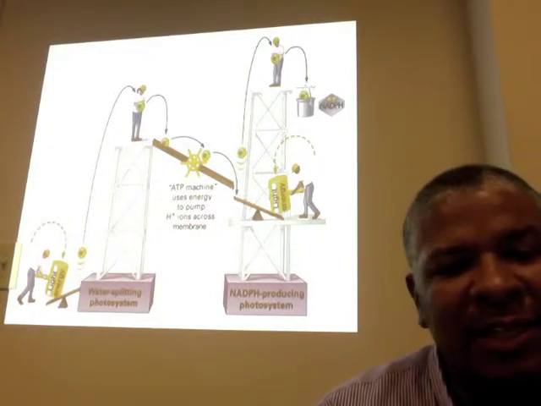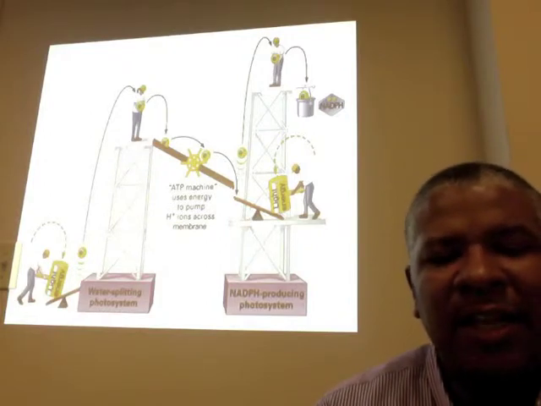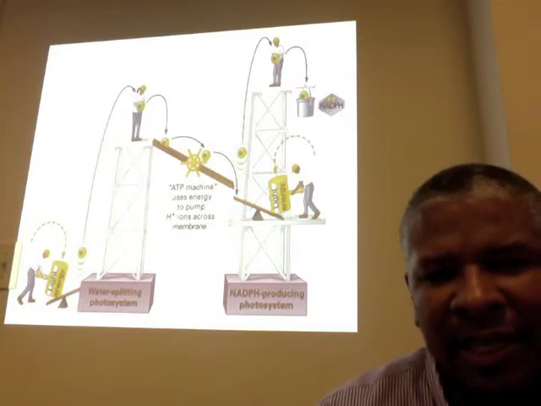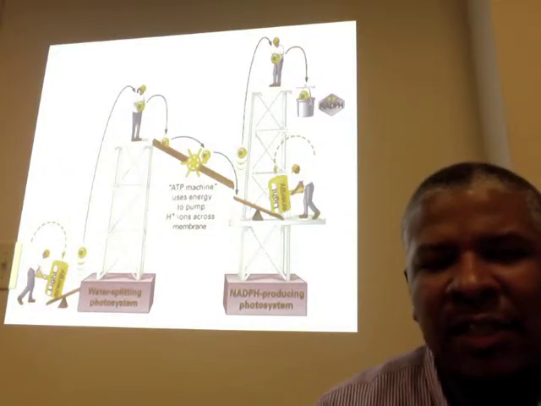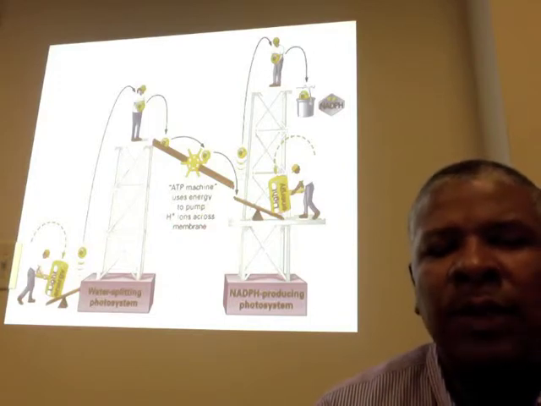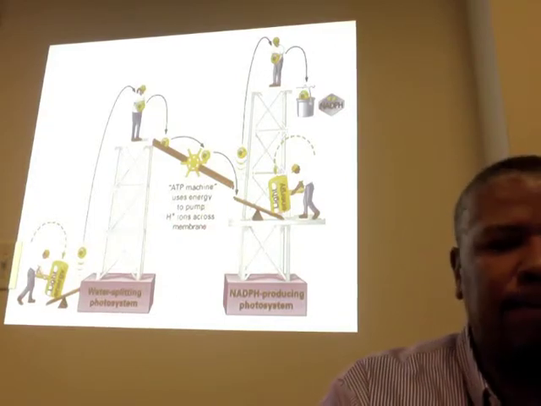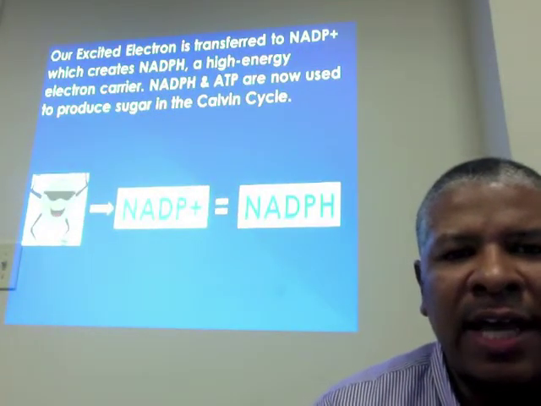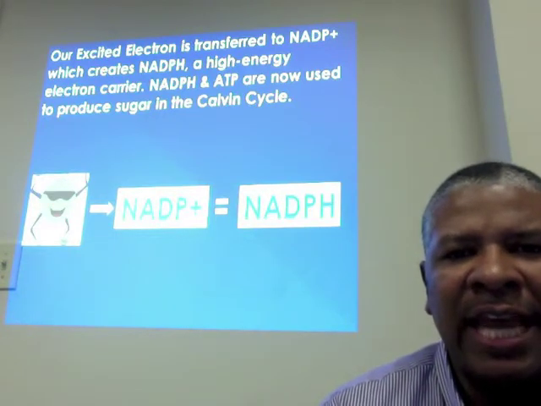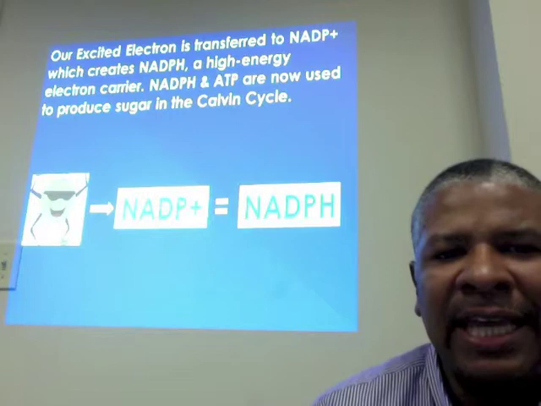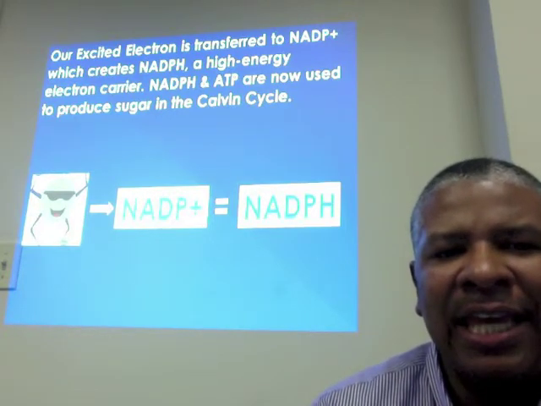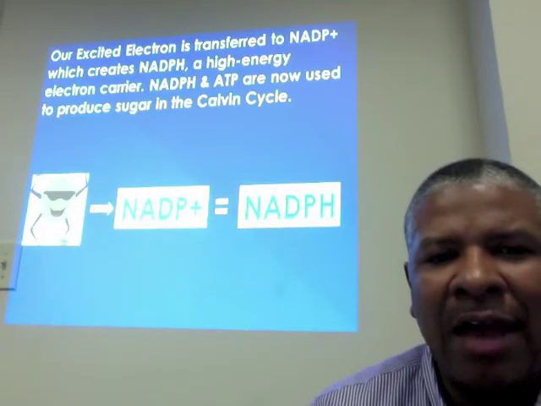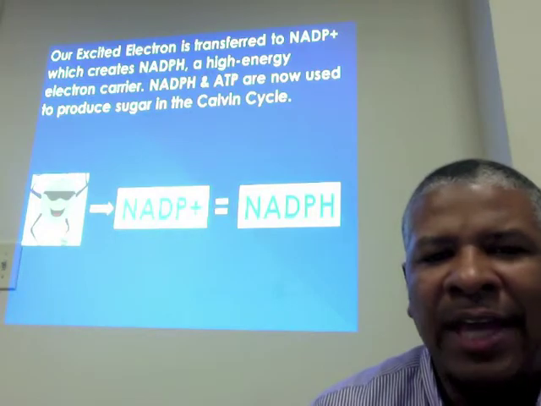Our excited electron is not quite finished yet, though. He is then passed into a whole other electron transport chain, the second electron transport chain. And this transport chain produces NADPH. Our excited electron is transferred into NADP+, which creates NADPH, which is a high energy electron carrier. NADPH and ATP are now used to produce sugar in what is called the Calvin cycle.